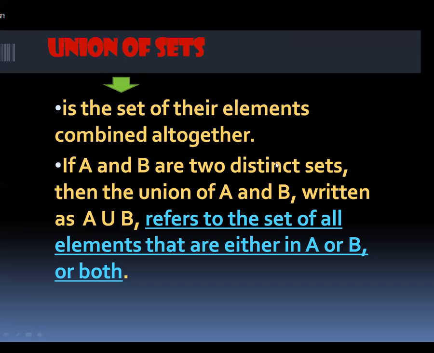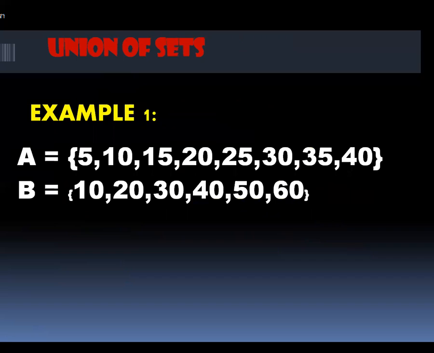If A and B are two distinct sets, then union of A and B, written as A union B, refers to the set of elements that are either in A or B or both. For example, set A is equal to 5, 10, 15, 20, 25, 30, 35, 40. Set B is equal to 10, 20, 30, 40, 50, and 60. So how are we going to write union of sets A and B?